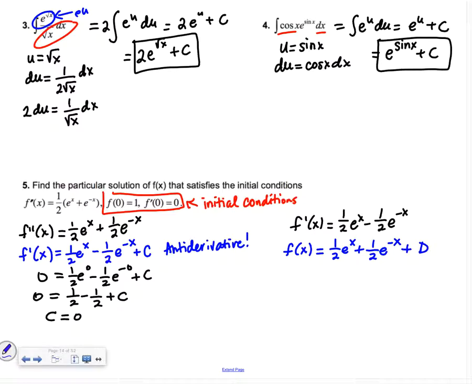And then now we're using f of 0 is equal to 1. So I'm saying when I plug in 0 for x, I'm going to get 1 for the y value. So I get 1/2 plus 1/2 plus d equals 1. Did you guys see d is equal to 0? That was convenient. Wasn't that nice of me?